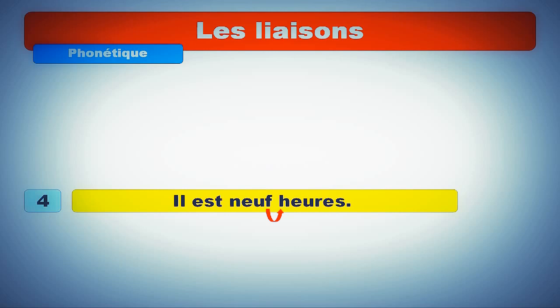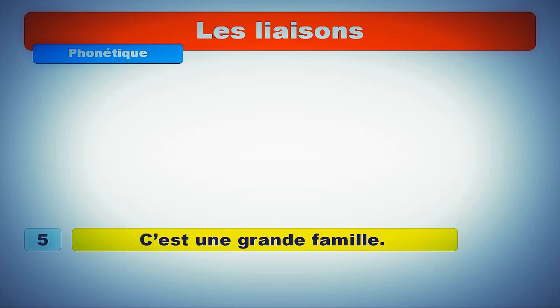Next example. C'est une grande famille. Let's see how it goes now. You can see this liaison between c'est and une. The liaison would sound like t, so you would get c'est une. And so the whole sentence, c'est une grande famille. Repeat. C'est une grande famille.